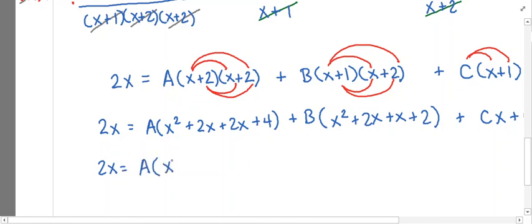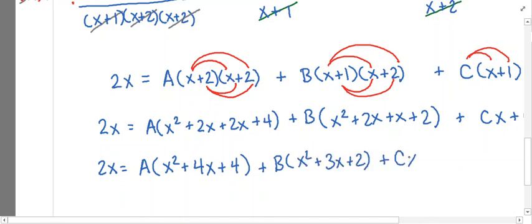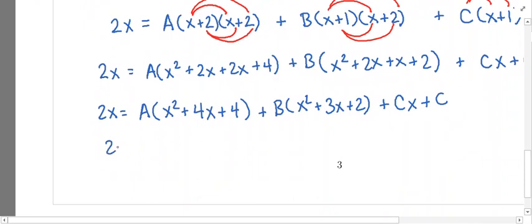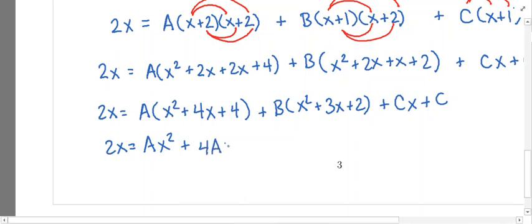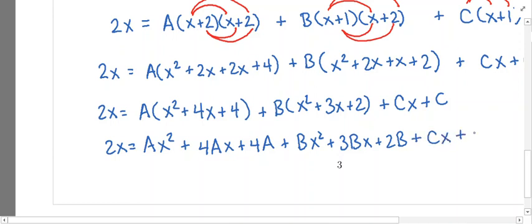This is going to be x squared plus 4x plus 4. That's what a is being multiplied by. B is being multiplied by x squared plus 3x plus 2. And now I'll go ahead and send the a and b through. I'm going to do 4a times x plus 4a plus b times x squared plus 3 times b times x plus 2b plus cx plus c.